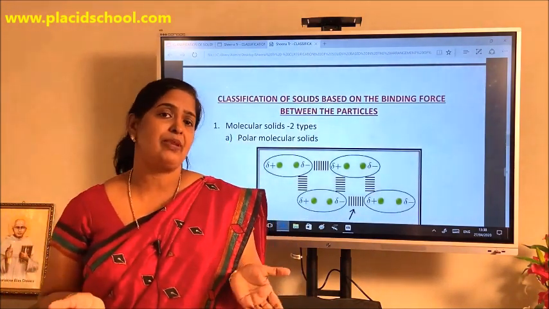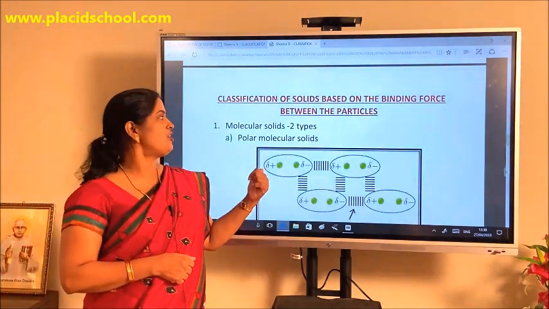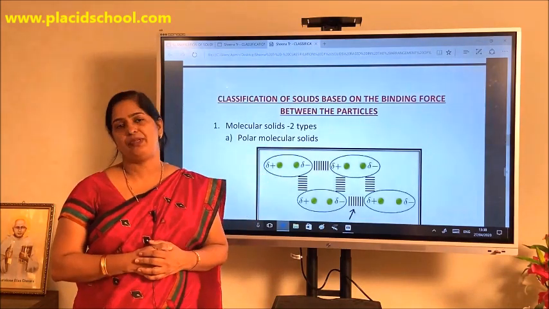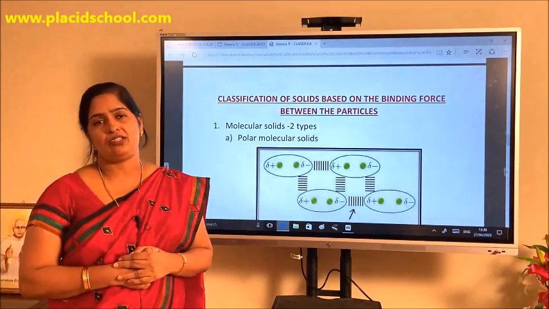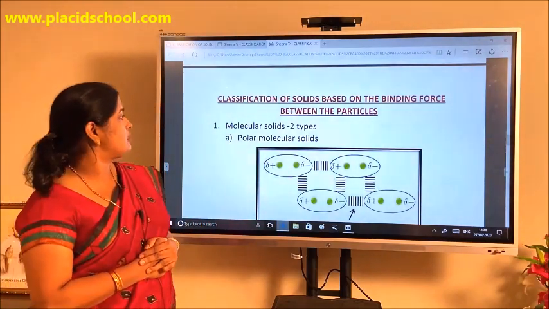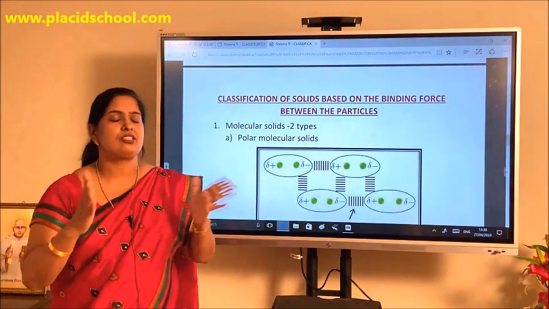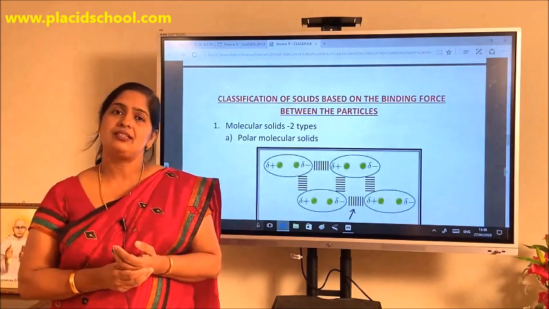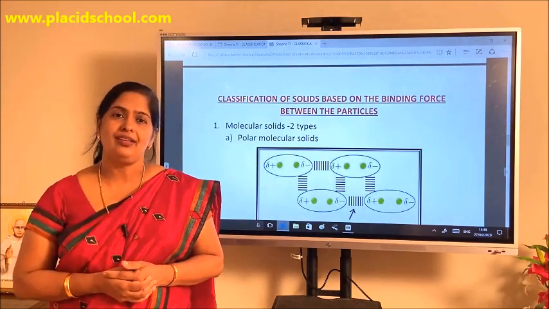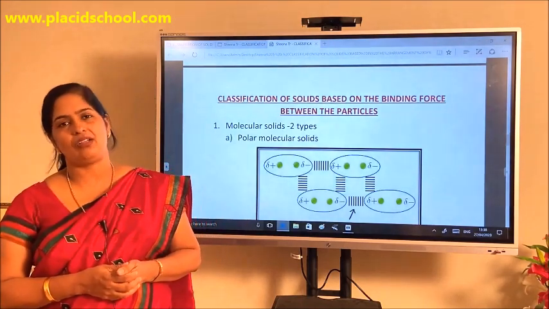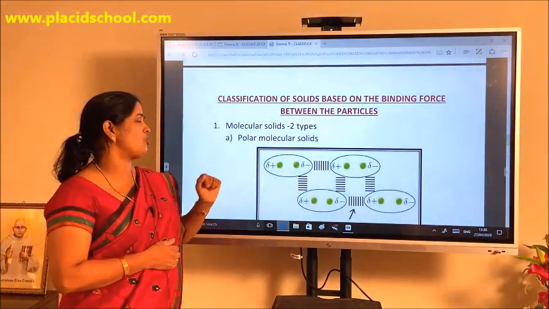Now, the next topic is classification of solids based on the binding force. Classification of solids based on arrangement of particles is over. Now we are moving on to classification of solids based on the binding force between the particles, and that too, we are talking about crystalline solids. Crystalline solids are classified into 4 major types: molecular solid, second one ionic solid, third one covalent solid, and fourth one metallic solid.